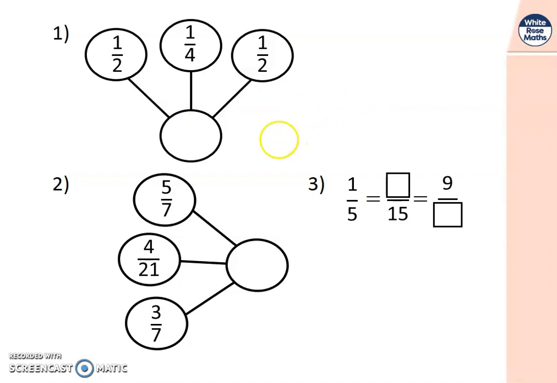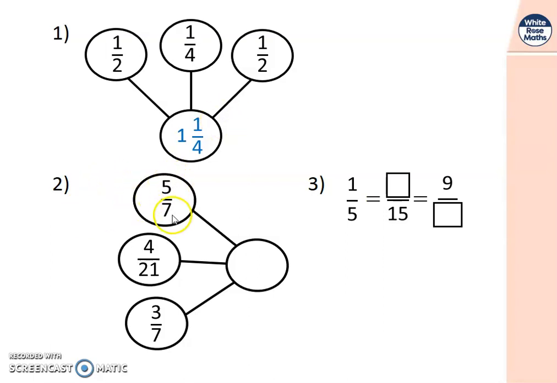Let's see what you remember to do. Now with these ones you might have changed first of all so they all become quarters. So you might have said 2 quarters add 1 quarter add 2 quarters. Or you might have noticed that a half add a half makes a whole one. So the answer is in fact 1 whole one and 1 quarter. Well done if you saw that.